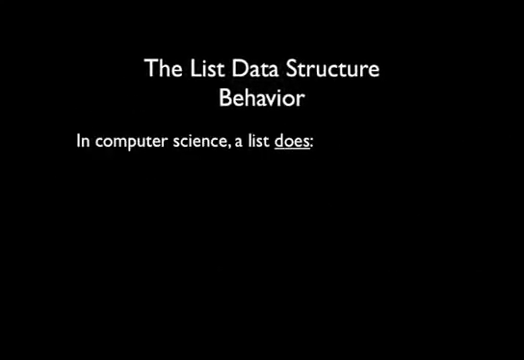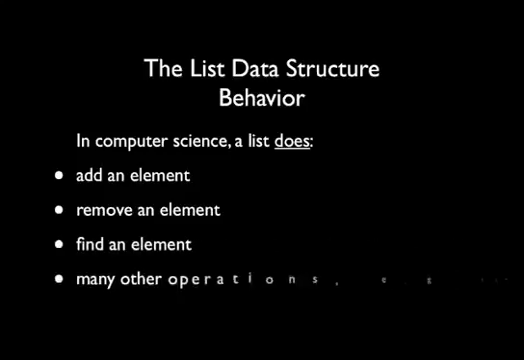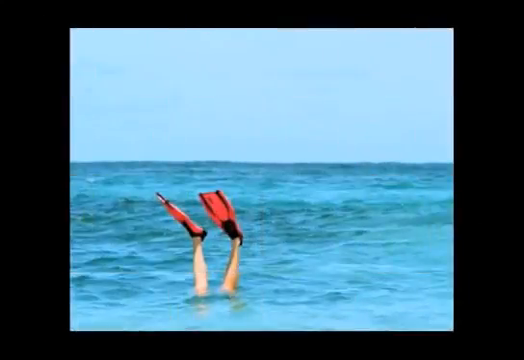Now that we know the properties of a list, let's move on to the behavior. So, what does a list do? At a minimum, a list must be able to add an element, remove an element, find an element. In addition, you can concatenate two lists, add a bunch of items at once, and so on. Alright, so we're done with definitions. Let's jump into linked lists.